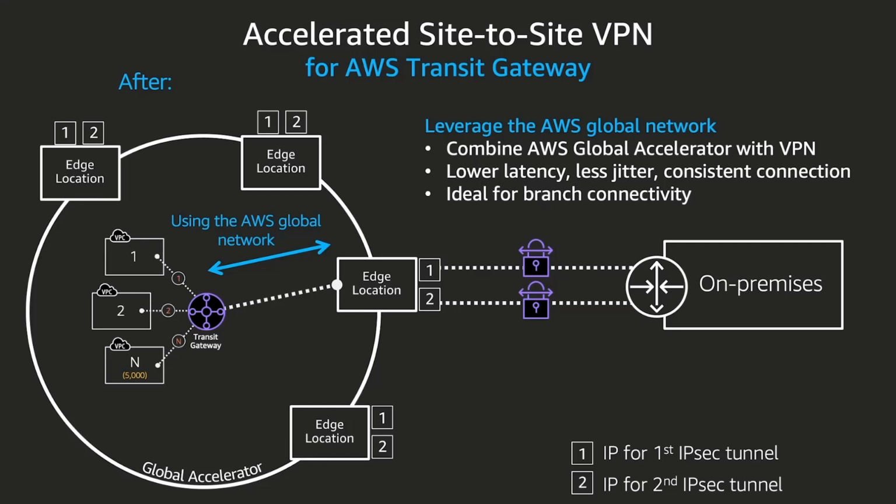So in this case, we're combining AWS Global Accelerator with VPN connectivity to a Transit Gateway. And that's going to give you maybe some lower latency, some reduced jitter, and a more consistent connection because you are going over that capacity managed piece of the AWS backbone between the edge location and the Transit Gateway. And this is really ideal for if you've got a lot of sites globally and you want to connect back through to a Transit Gateway, you can take advantage of the AWS backbone here.